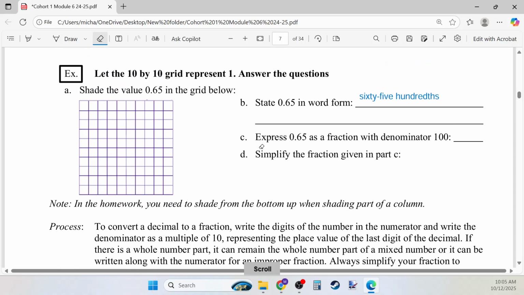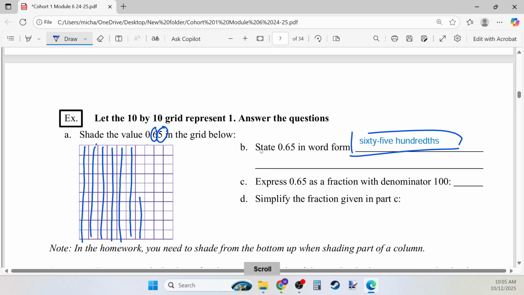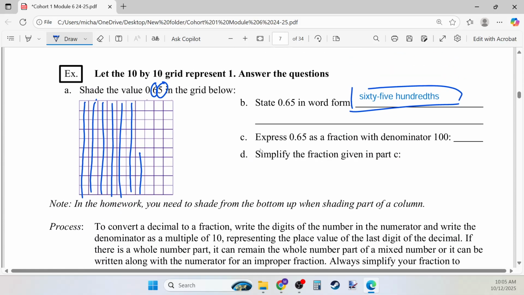Okay, so we want to shade the value 0.65 in the grid below. Again, as at the beginning of the module, the tenths places represent the rectangles, the hundredths places represent squares. So we have 6 tall rectangles and 5 little squares. It's written as 65 hundredths, just like we did in the problem above, but with 65 instead of 57.